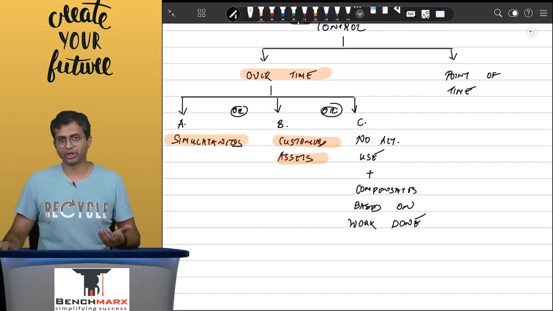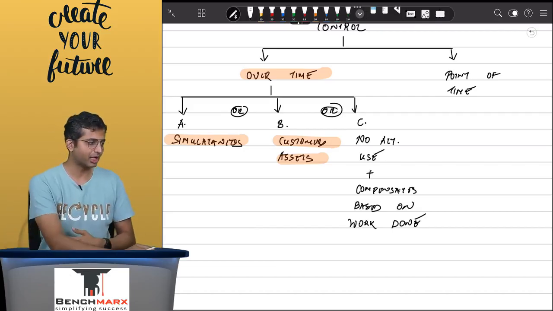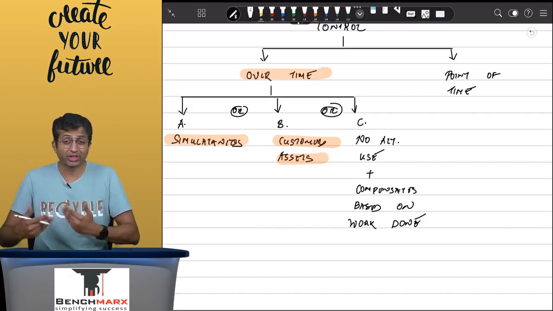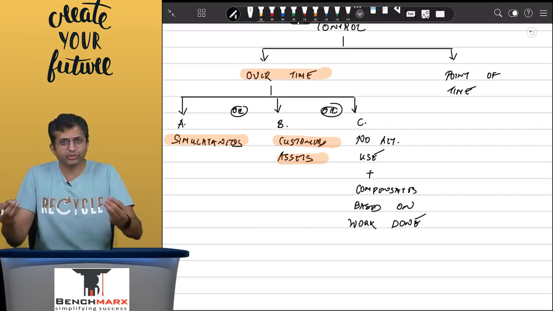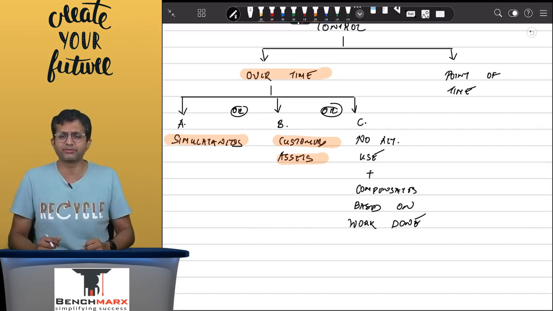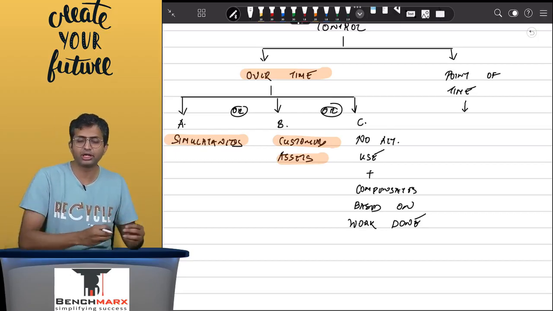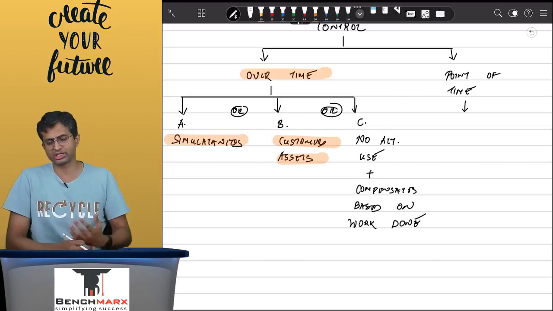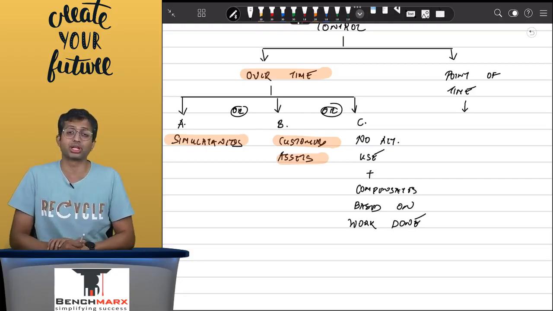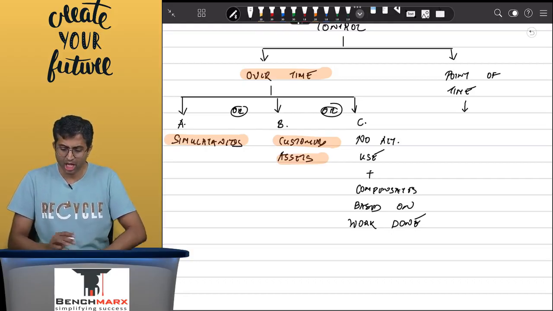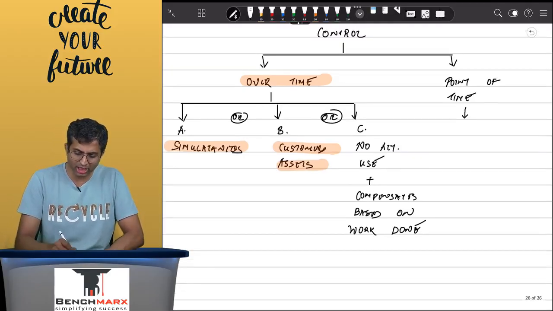Now, what is that point of time? Well, typically the point of time is when legal ownership gets transferred, delivery of the goods is taken, and risks and rewards are transferred. So you will recognize revenue at a point of time. Remember, this is a negative definition. That is, if the control is not transferred over time, then it will be considered to be transferred at a point of time. Now, we will focus on the revenue recognition.